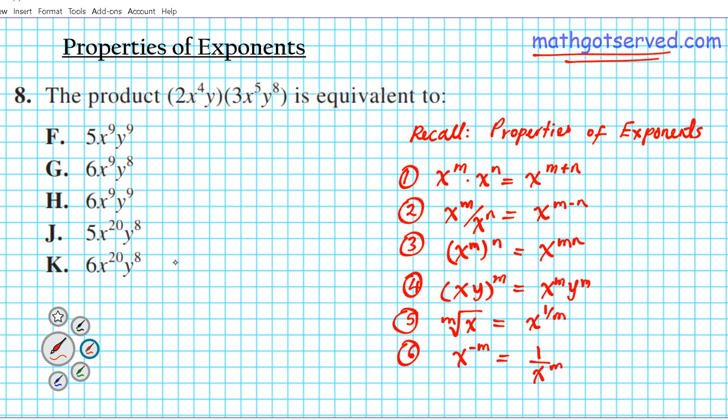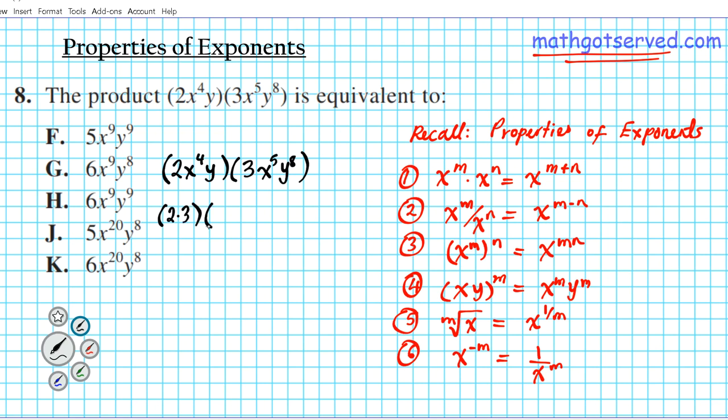Now, let's go ahead and solve this problem. We have the product here of two exponents, 2x to the fourth y. So we're going to be applying the product property here, okay? All right, so we're going to be using the associative property and commutative property of multiplication to rewrite this so you can see exactly what's going on, all right? So we can regroup this as 2 times 3. So you multiply the constants, 2 times 3.